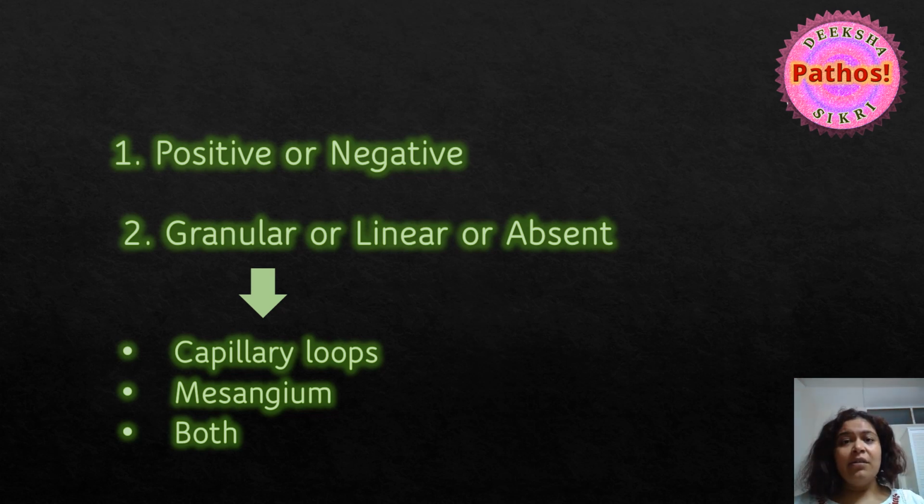So within the glomerulus, you'll have the capillary loops, and between the capillary loops will be the mesangial area. So is the green coarseness that I'm seeing, the granularity that I'm seeing, is it along the capillary loops or is it in the mesangium, or is it in both areas?